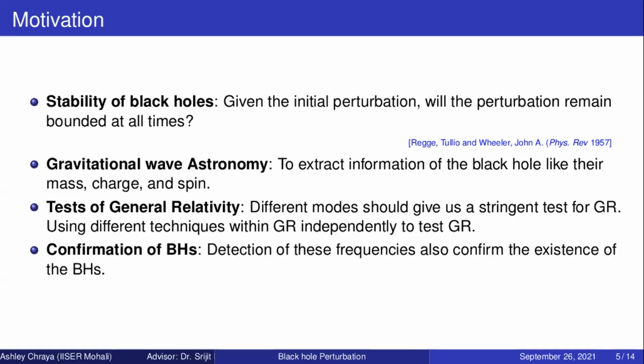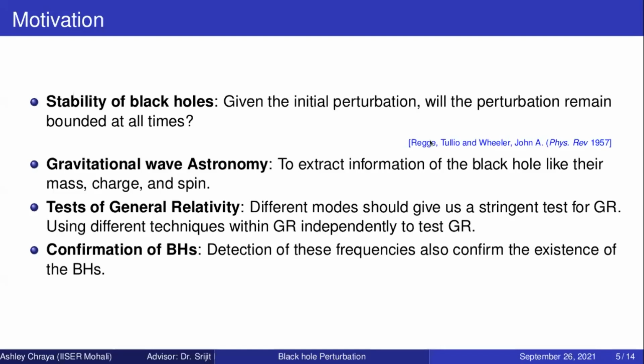So if it is bounded, then we will call that the black holes are stable, and if it's not, then it's not stable. And this question was first asked by Regge, Tullio, and Wheeler in 1957. So this is the paper.